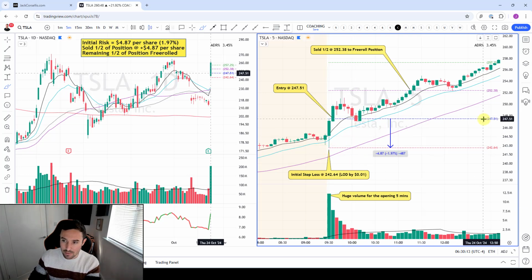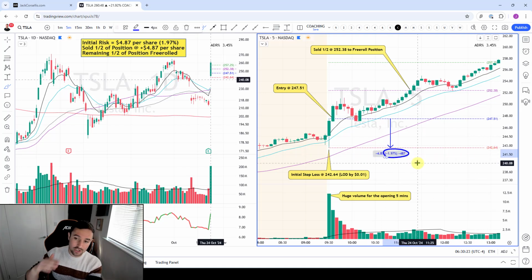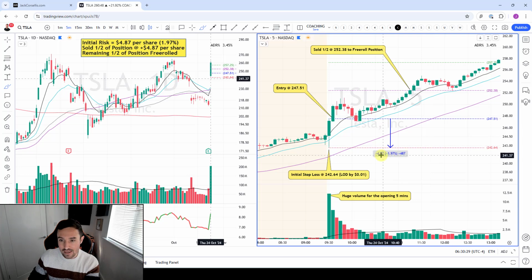So what does that mean? Well, my entry here is at 247.51. My initial stop loss is going here on the low of the day at 242.64. So that means that my percentage stop loss on the position, assuming no slippage when I get stopped out, is going to be 1.97%. So just under 2%. That equates to $4.87 of risk per share. Okay, $4.87 of risk per share.